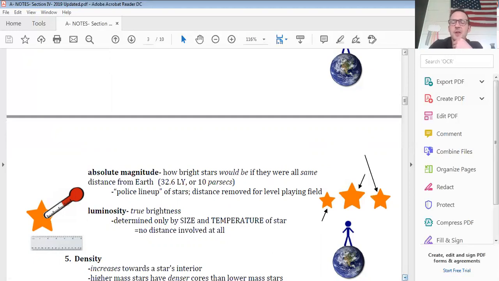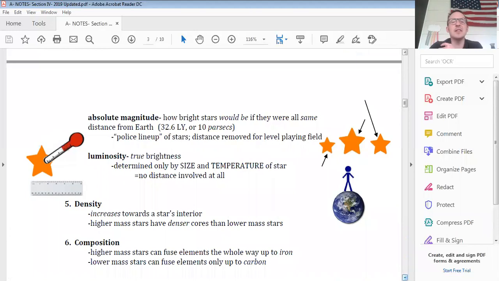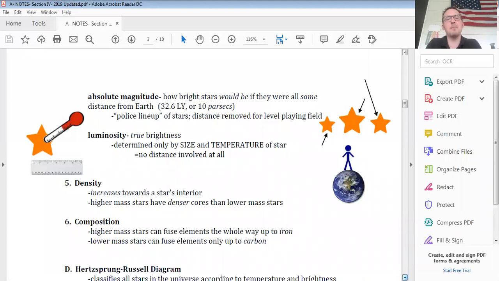Okay, to finish up on properties of stars, we have density and we have composition. Like Earth and like most planets and most moons, the density of a star increases towards its center. So the core is the most dense, that's where fusion begins, and then the layers get progressively lighter and less dense as you go. Composition. Stars like our sun are not that big. They will fuse the whole way up to carbon, which is a building block of our bodies, but high mass stars fuse the whole way up to iron.